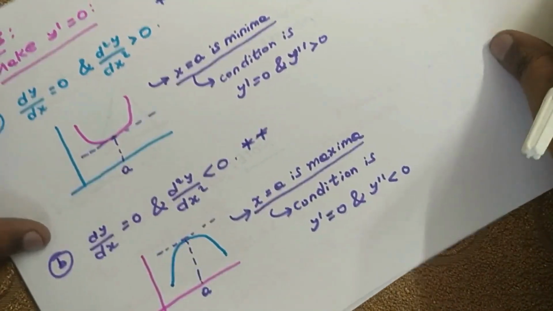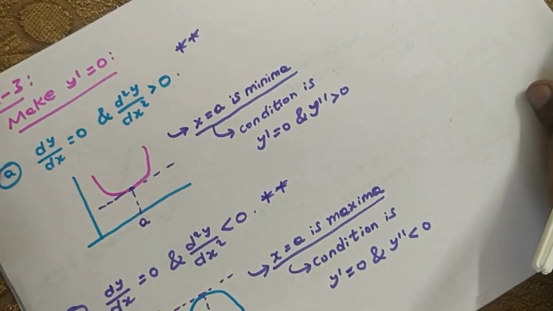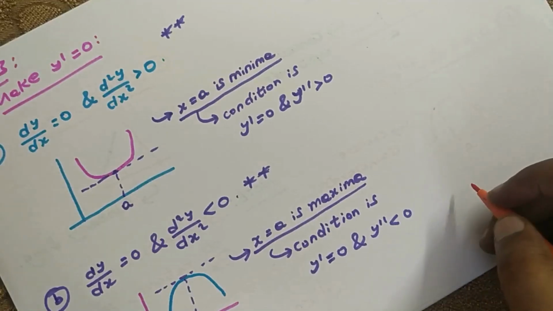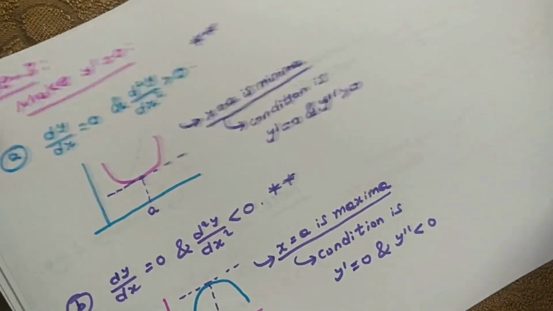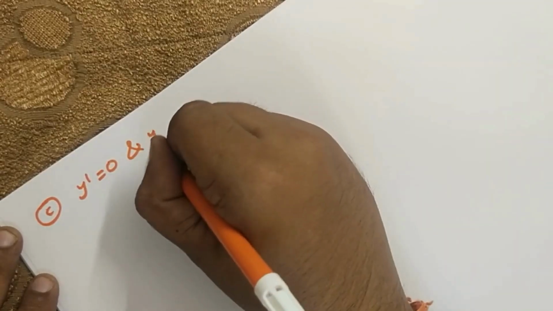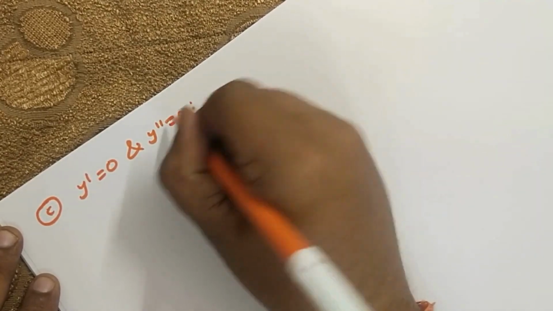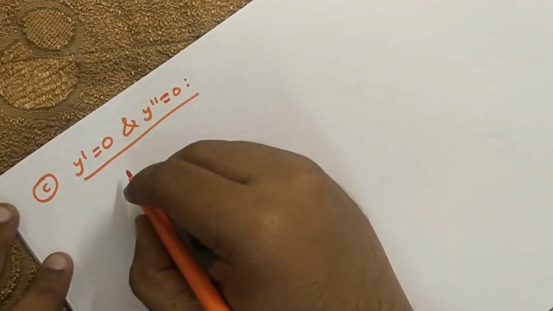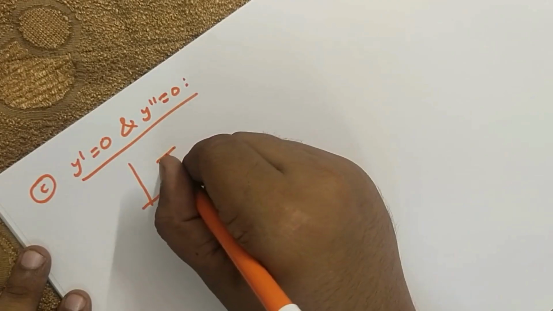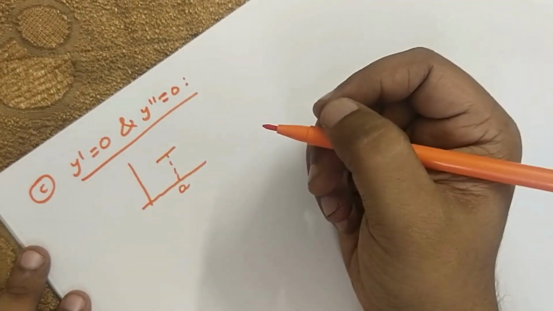These two are the most important cases regarding the questions which come in the GATE exam. Alright, so now let's consider the last one, which is nothing but y dash is equal to 0 and y double dash is also equal to 0. Let's consider this. At point A, both of these have to be satisfied.